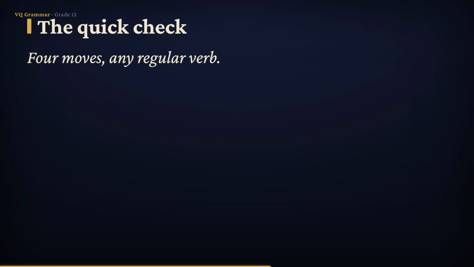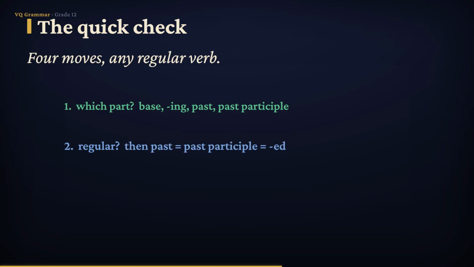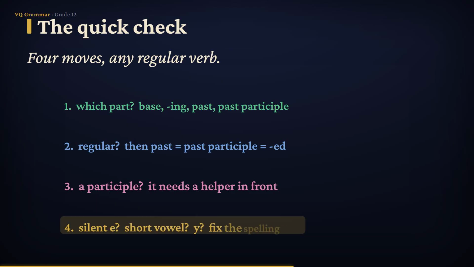Let's fold the whole lesson down into a quick check you can run on any verb. 1. Ask which part you actually need, the base, the ing form, the past, or the past participle. 2. Is the verb regular? Then the past and the past participle are the very same word, both ending in ed. 3. If you're reaching for a participle, make sure a helping verb is sitting in front of it. And 4. Before you write the thing down, glance at that ending.